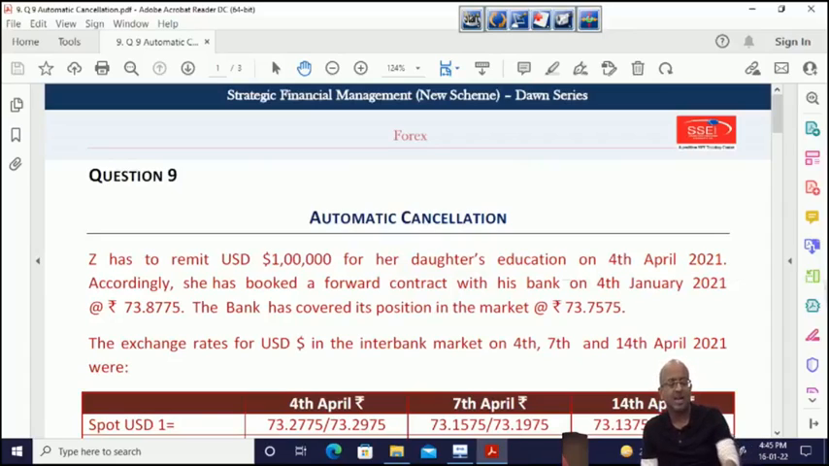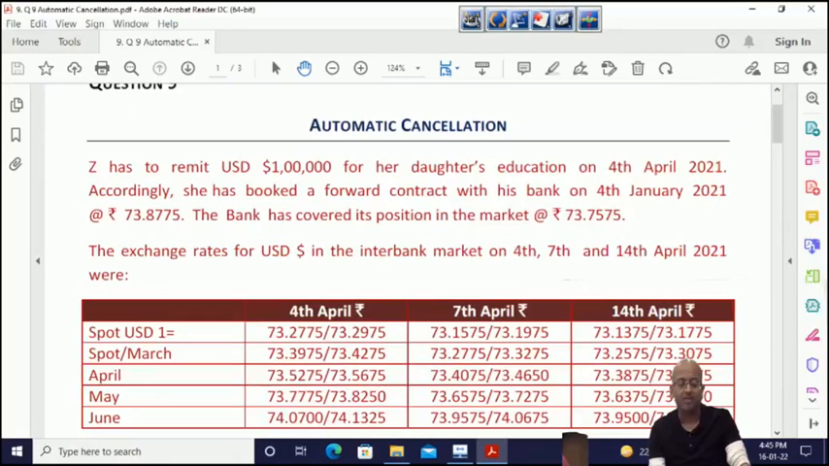Let's see. Z Limited has to remit $1 lakh for her daughter's education on 4th April 2021. Accordingly, she has booked a forward contract with his bank on 4th January. So on 4th January, a contract was booked for 4th April. Z has to buy $1 lakh for daughter's education at 73.8775. That's the retail market rate.